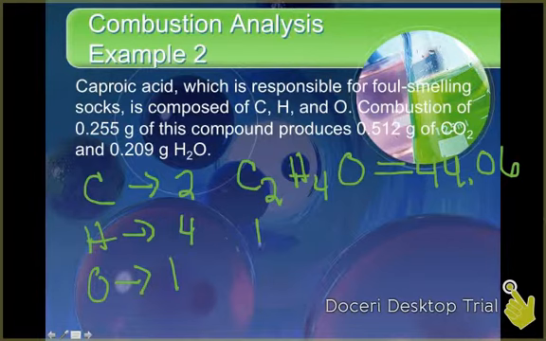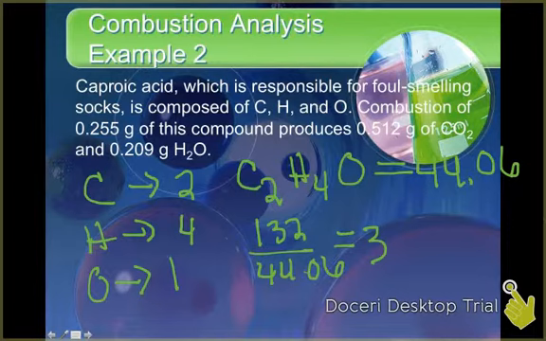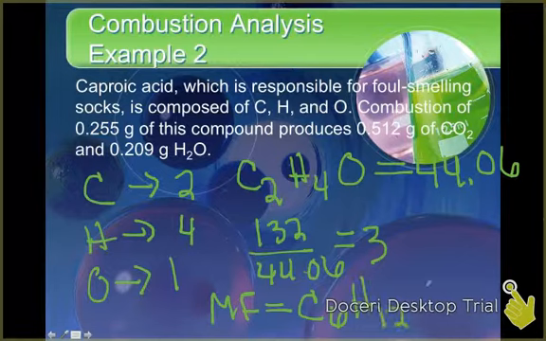In order to compare it to the molar mass the problem gave us of 132, we're going to take 132 divided by 44.06, and we get 3, which means that no, our molecular and our empirical formulas are not the same. Our molecular formula should be 3 times that of our empirical, which means that my molecular formula is going to be C, 2 times 3 is 6, H, 4 times 3 is 12, and O, 3. So our empirical formula is C2H4O, and our molecular formula is C6H12O3.